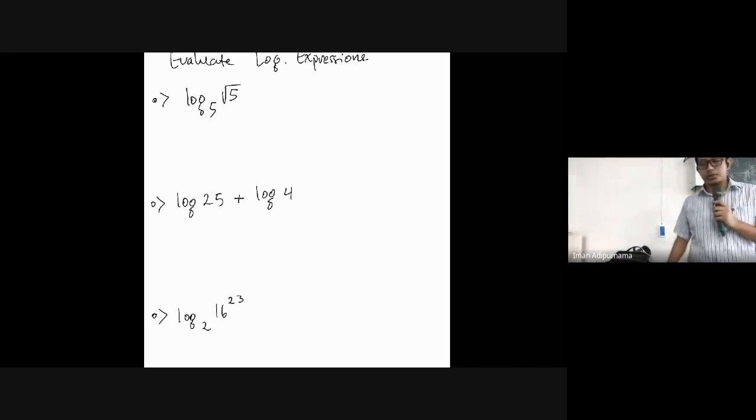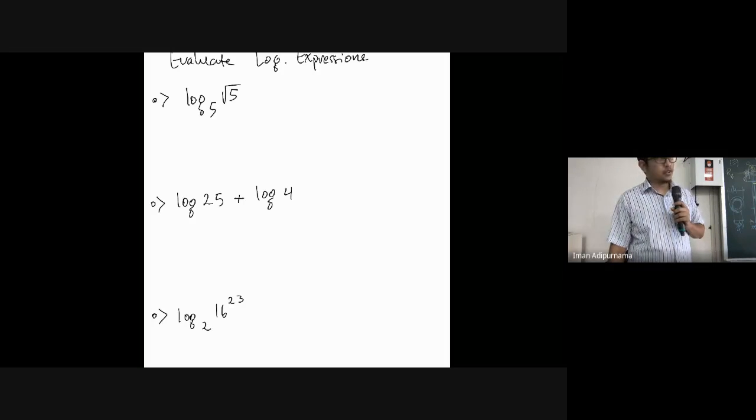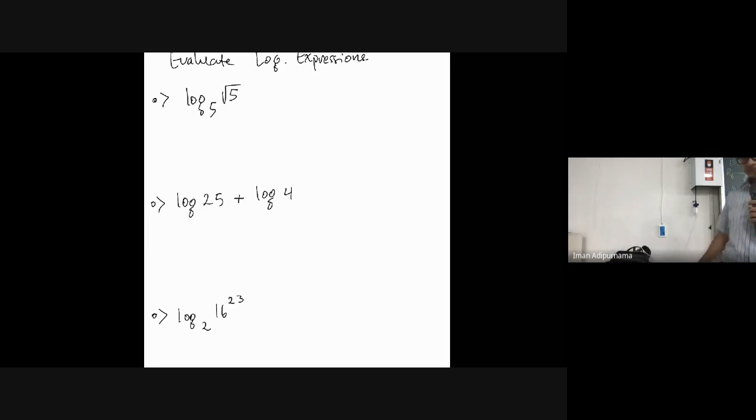Okay. So log 5, which is square root of 5, log 25, log 4, and then the last one is log base 2 of 16 with the power of 23. Here, log 100. Yeah, correct.